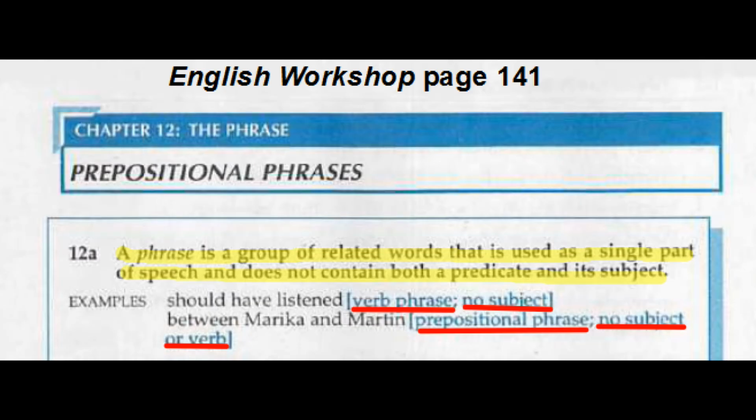Okay, let's go ahead and highlight Rule 12A. A phrase is a group of related words that is used as a single part of speech and does not contain both a predicate and its subject. So let's look at a few examples. Should have listened is a verb phrase. It has no subject. Between Marika and Martin is a prepositional phrase. It has no subject or verb. And so let's continue and look at the next part here.